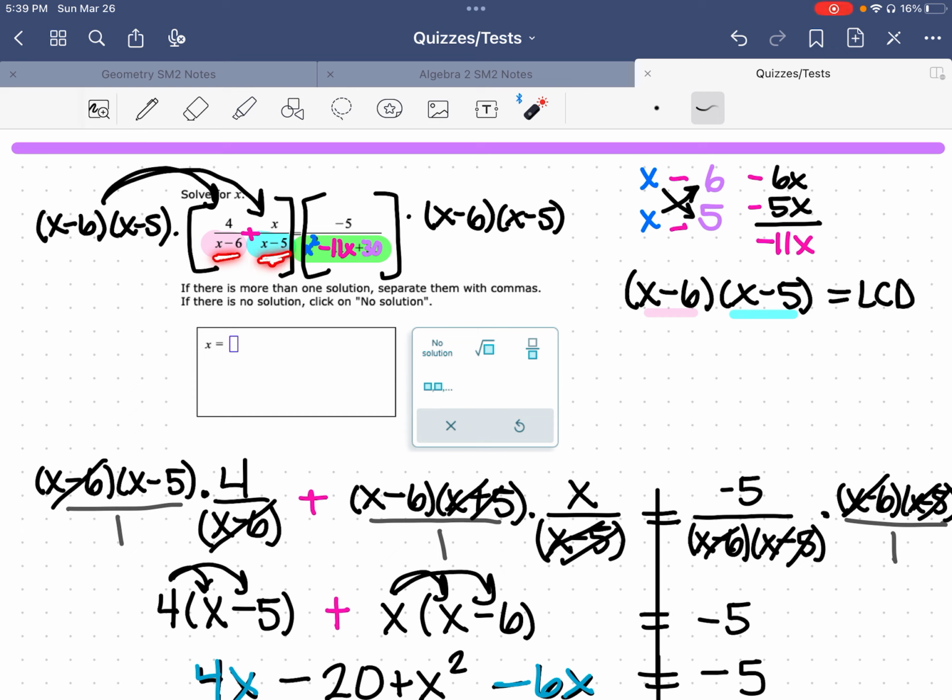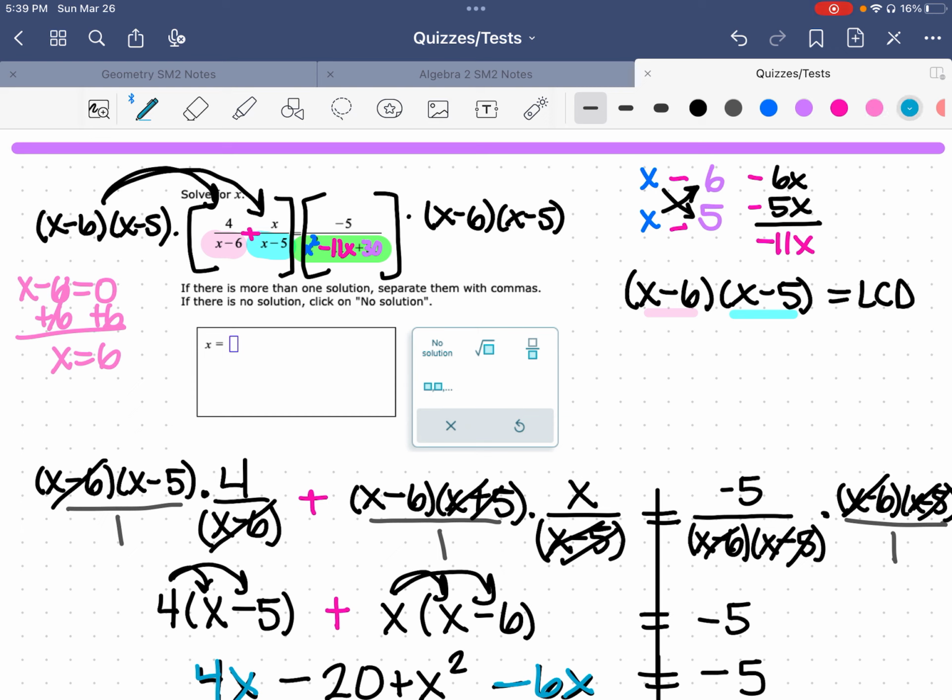Why only the pink and the blue? Because the green factors into the pink and the blue. So I don't have to look at the green one because it's the same. So let's go ahead and take a look at the pink one. These are my extraneous solutions. These are the ones that cannot be the answer. So my first answer that I cannot have is 6, and this comes from my pink one.